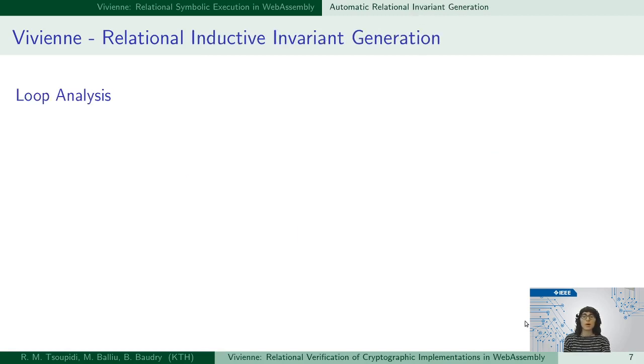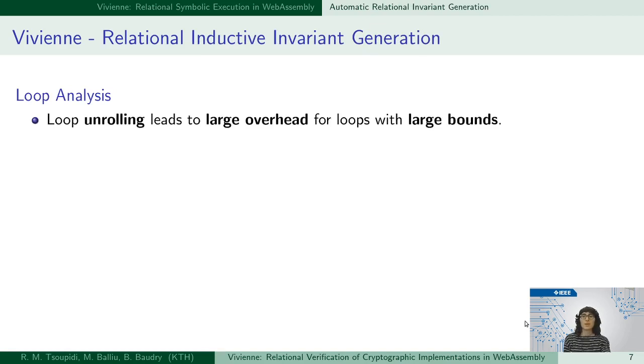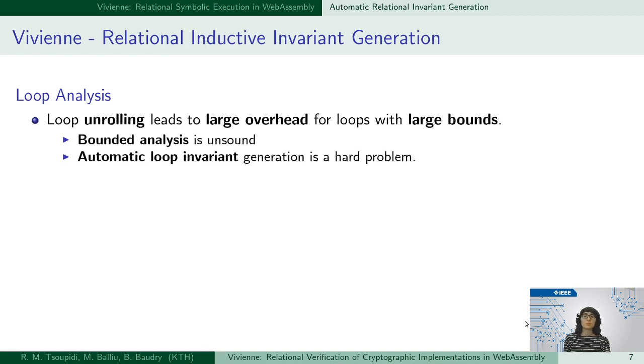Loops are one of the bottlenecks of symbolic execution-based analysis. For the default analysis, Vivienne uses unbound unrolling. However, that may lead to large overhead for loops with large bounds. Bounded analysis is unsound. However, automatically generating loop invariants is a hard problem. Instead, we propose a lightweight method to infer relational inductive invariants.